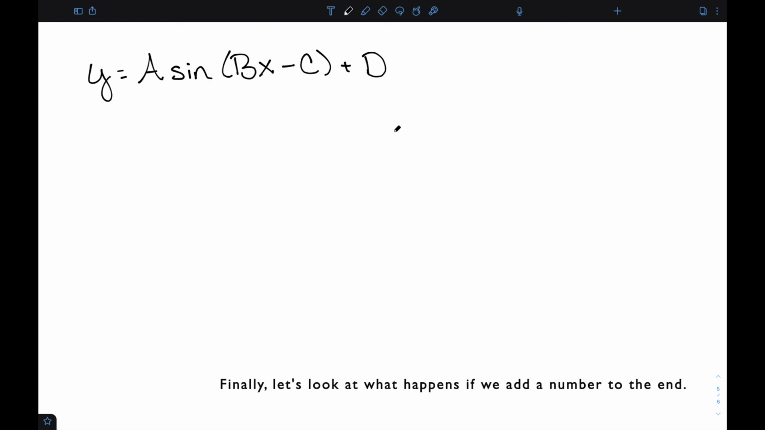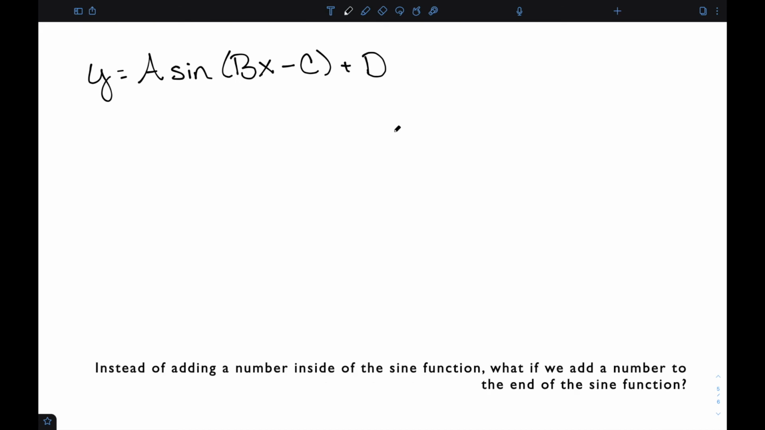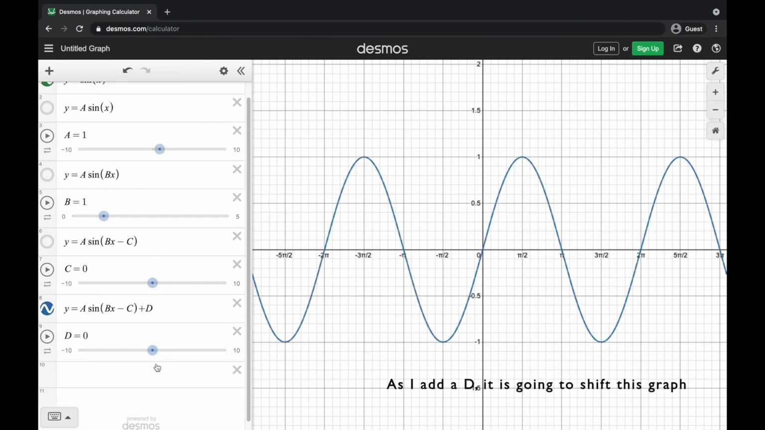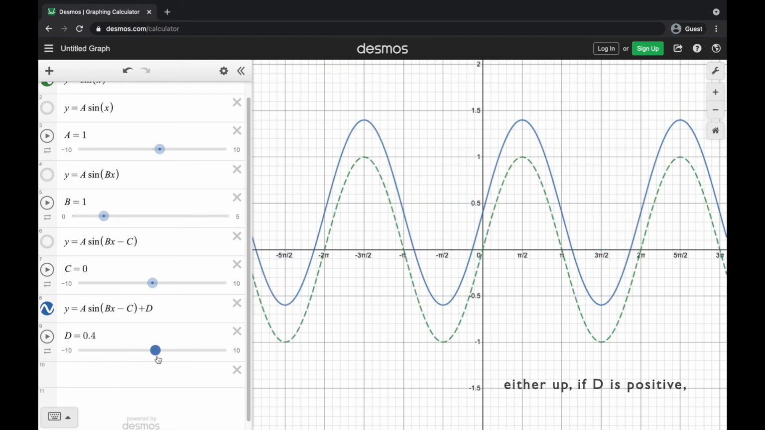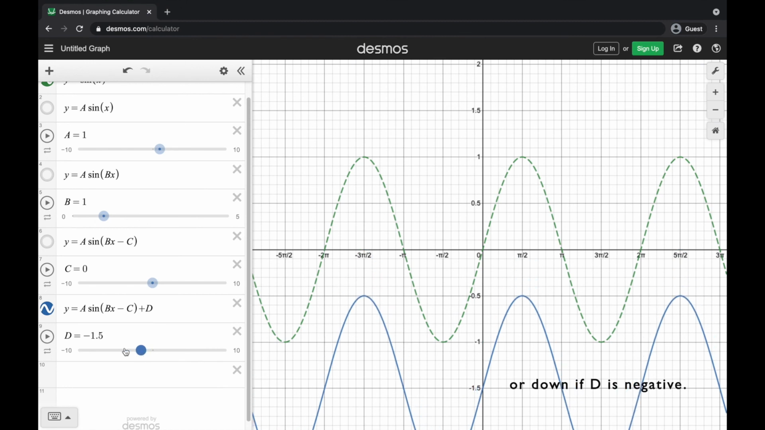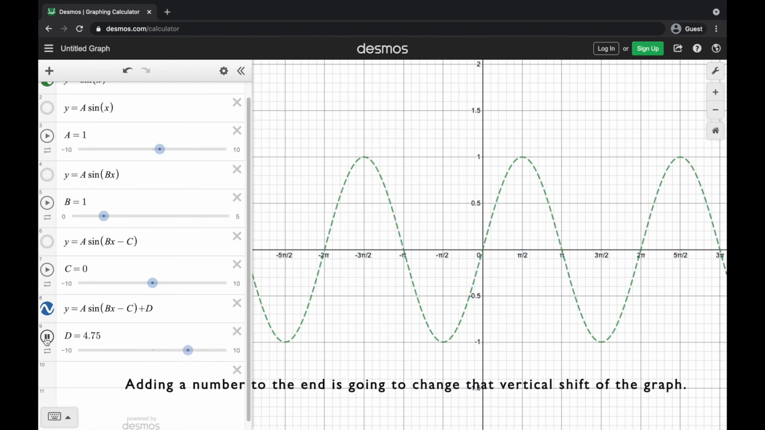Finally, let's look at what happens if we add a number to the end. Instead of adding a number inside of the sine function, what if we add it to the end of the sine function? As I add a d to the end, it's going to shift this graph, either up if d is positive or down if d is negative. So adding a number to the end is going to change that vertical shift of the graph and affect the range as well.